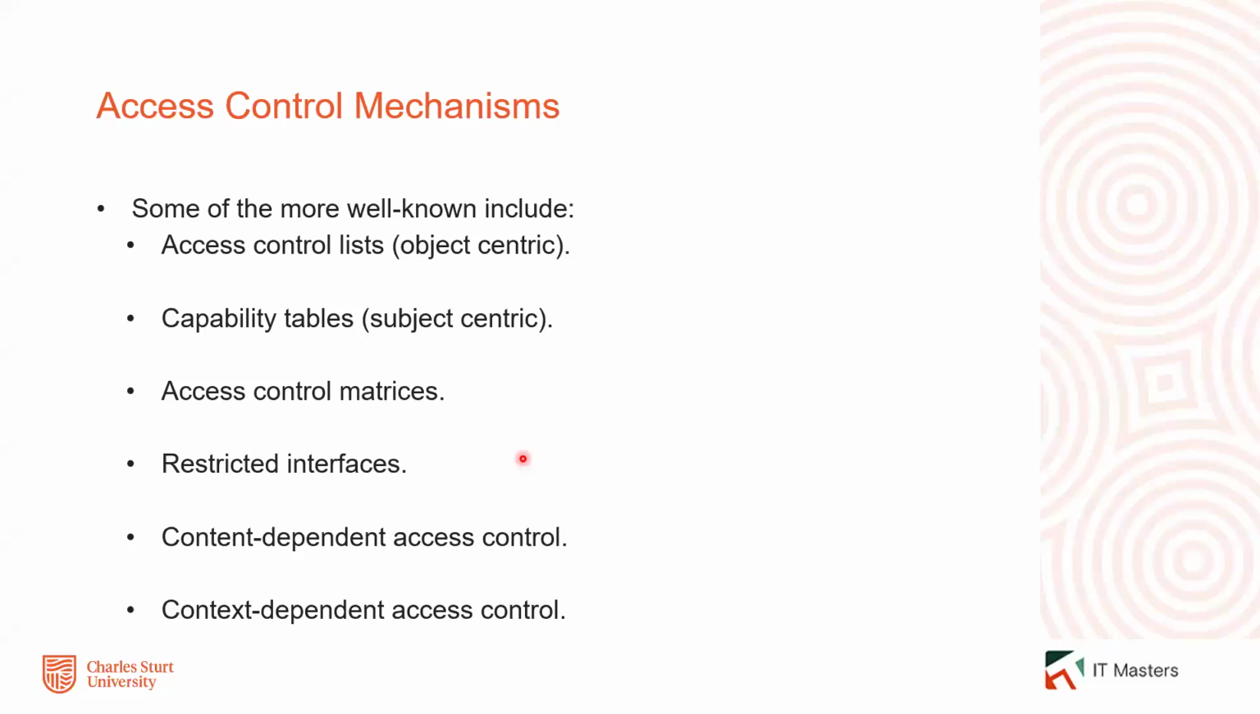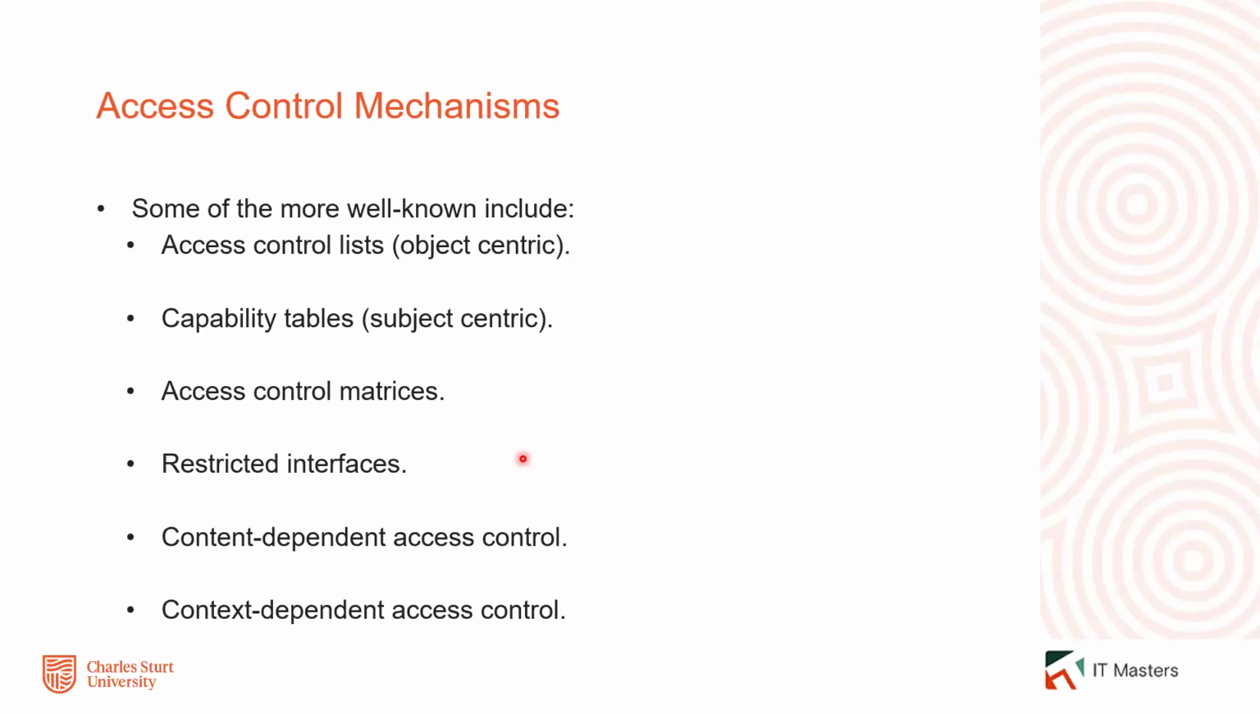A capability table is subject-centric. So that is looking at the capabilities or the operations that a particular subject can perform on our objects. We can have access control matrices, which show an interlocking field, if you like, of capabilities and access control. We have restricted interfaces, where particular operations or particular clients or particular roles may be restricted. And that comes down to literally the physical or logical interface that you might be using or communicating through.